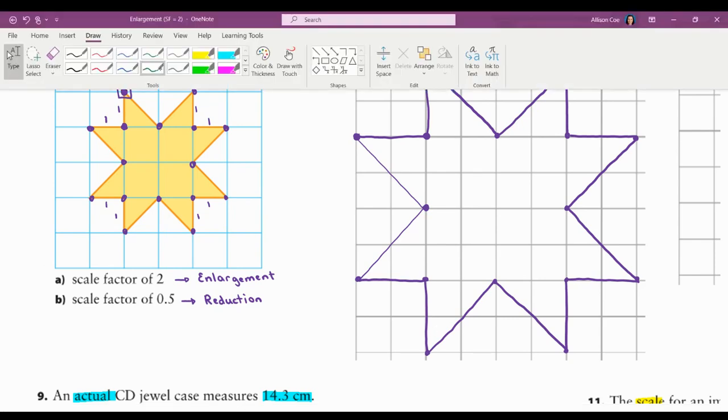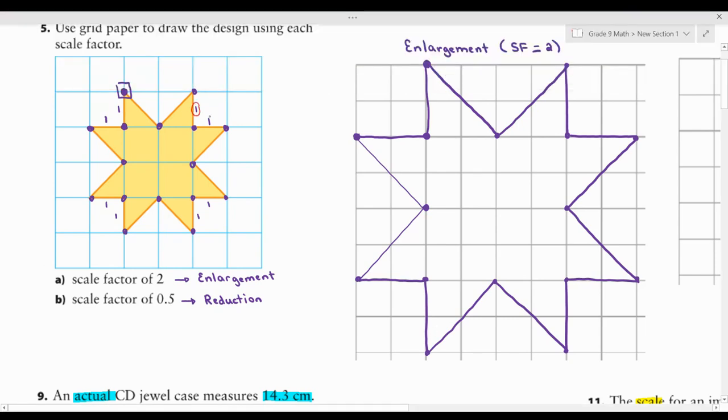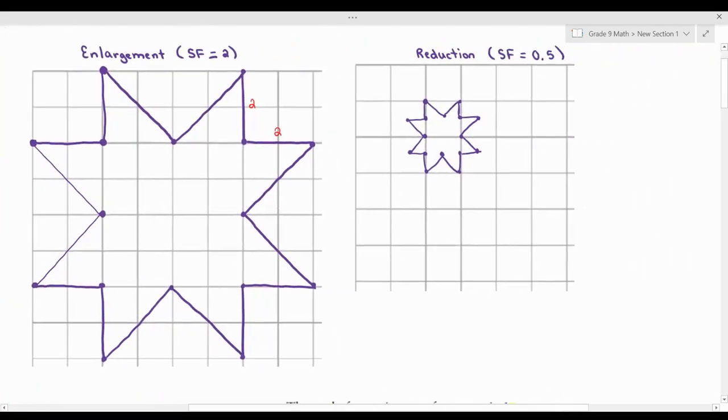All right, so again, what happened here? All of these lengths that were 1 have now doubled. So that's 2, that's 2. And like I said, this one, for example, that went through one square has now gone through 2 squares. Then question B, this was reduction.